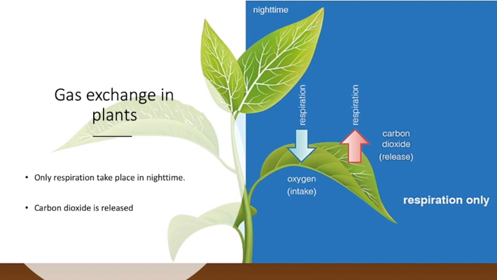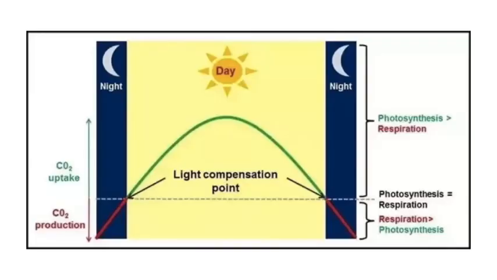And nighttime is rather easy because only respiration takes place. There's no light, so photosynthesis cannot take place, and carbon dioxide is released. So based on the light intensity, the rate of photosynthesis and the rate of respiration can be very different, and this will also affect the carbon dioxide uptake and the carbon dioxide produced.